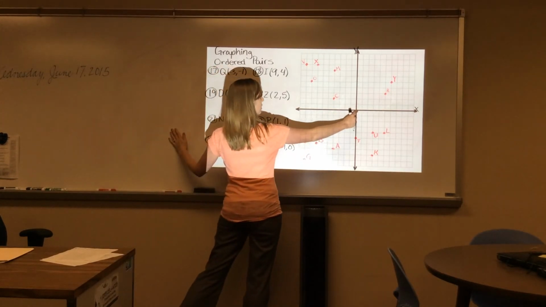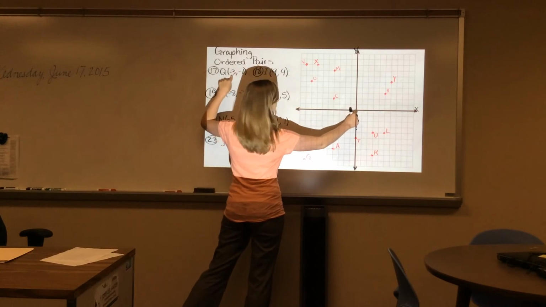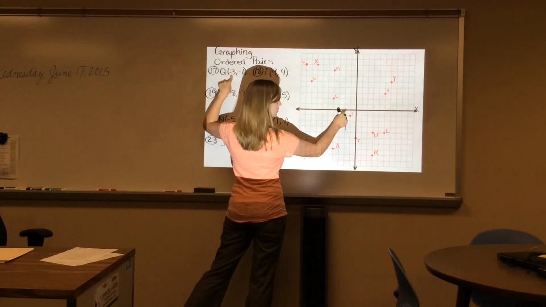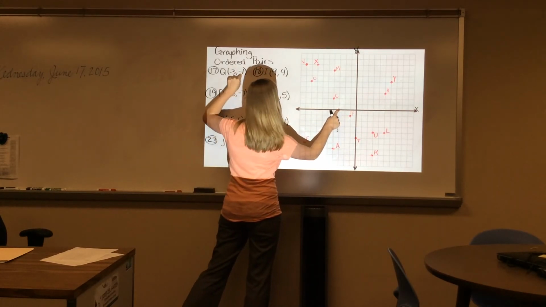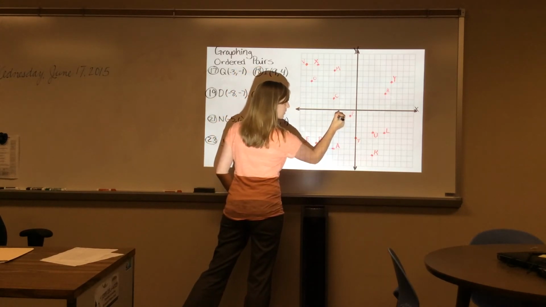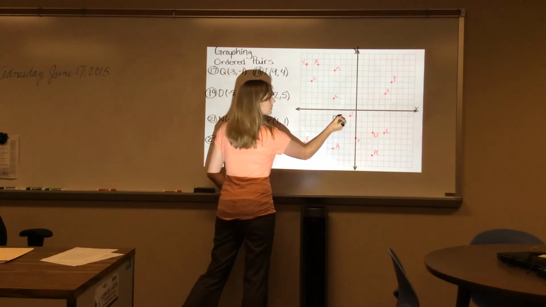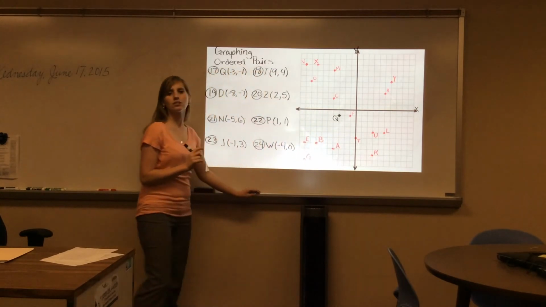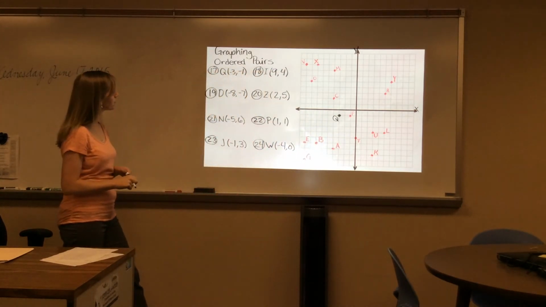Again, always, always, always start at the origin. -3 means count to the left 1, 2, 3 places. -1 means go down 1 place. This is where we would plot point Q. I will put the dot and the letter so that we know that is point Q.